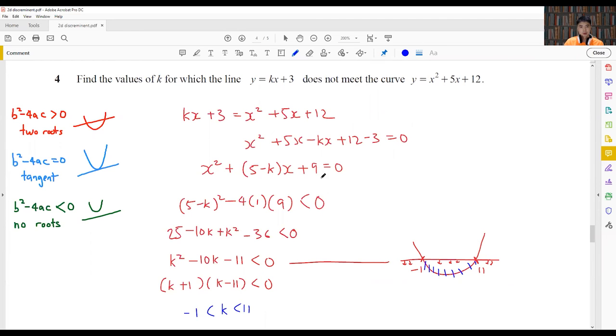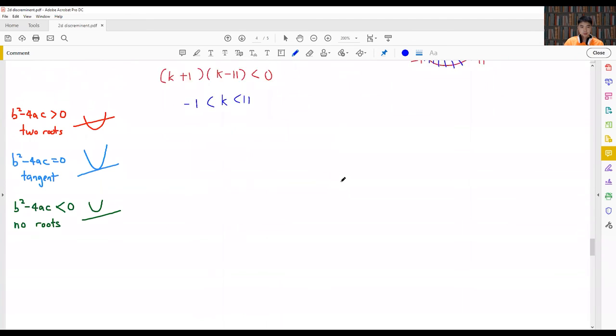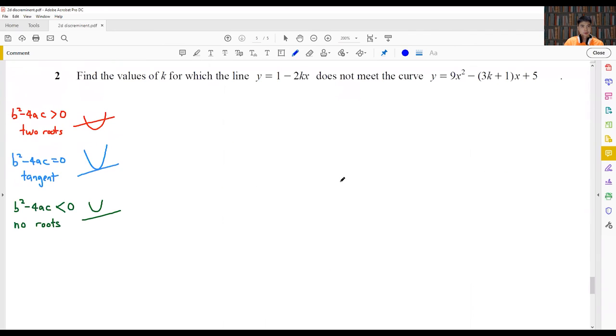Okay. Oh, I just realized there's one more question at the bottom. So let's do this as well. Maybe make it a quick one. To find the values of k for which the line y does not meet the curve. Again, it is a no root equation, so b squared minus 4ac is less than 0. So equate both of them first.